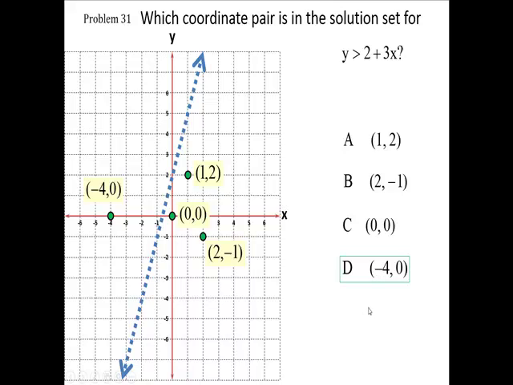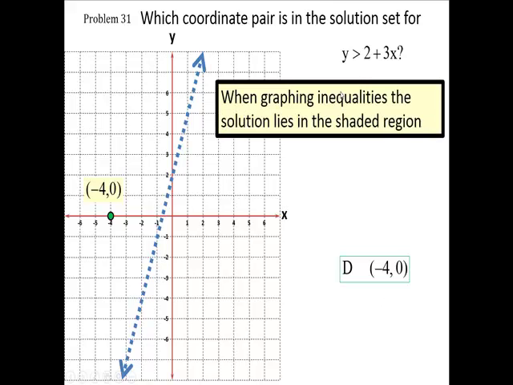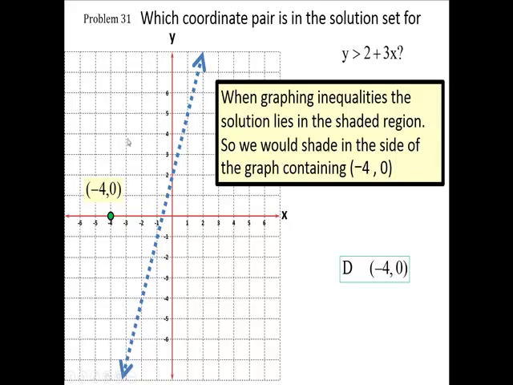Now we're going to go ahead and graph this inequality. This answers the question for the star, but we're going to graph the inequality here. When graphing inequalities, the solution lies in the shaded region. So we're going to shade in this over here, all of this, because it contains the point negative 4, 0, and all of these points over here are going to work to make that a true inequality.